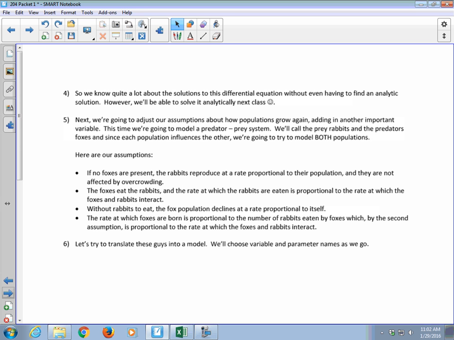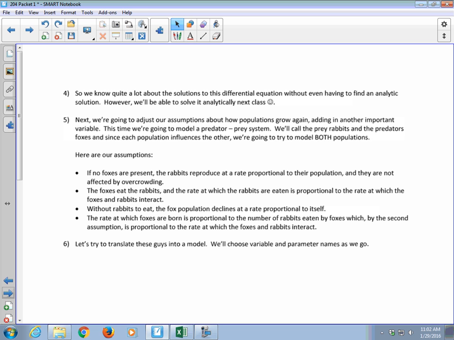We're going to adjust our assumptions one more time about how populations grow. This time we're going to add in another important variable, the fact that species don't exist in a vacuum. It's not just about resources, but predator and prey dynamics. So we're going to try to model a predator-prey system. We're going to call the prey rabbits and the predators foxes.